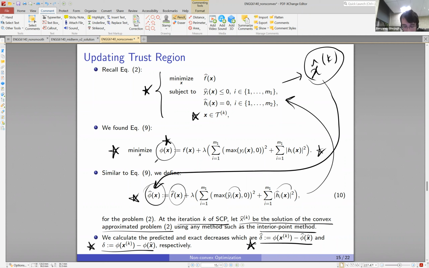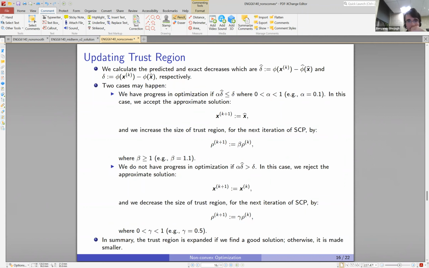Okay. This is called predicted decrease. This is called the exact decrease. And they both should be decreasing. Okay. Again, I have repeated the sentence here. We calculate these two.